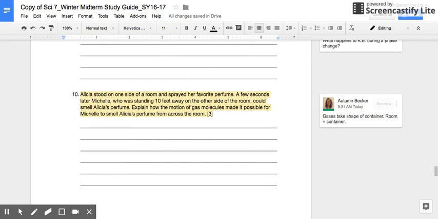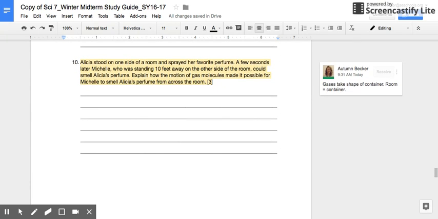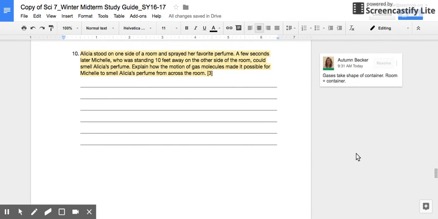Now that brings us to question number 10. This was a somewhat challenging question for many students. Many of you wanted to talk to me about the speed at which gas molecules move, and that had nothing to do with it. This question was assessing your knowledge of the properties of gases. So it says, Alicia stood at one side of a room and sprayed her favorite perfume. A few seconds later, Michelle, who was standing 10 feet away on the other side of the room, could smell Alicia's perfume. Explain how the motion of gas molecules made it possible for Michelle to smell Alicia's perfume from across the room.